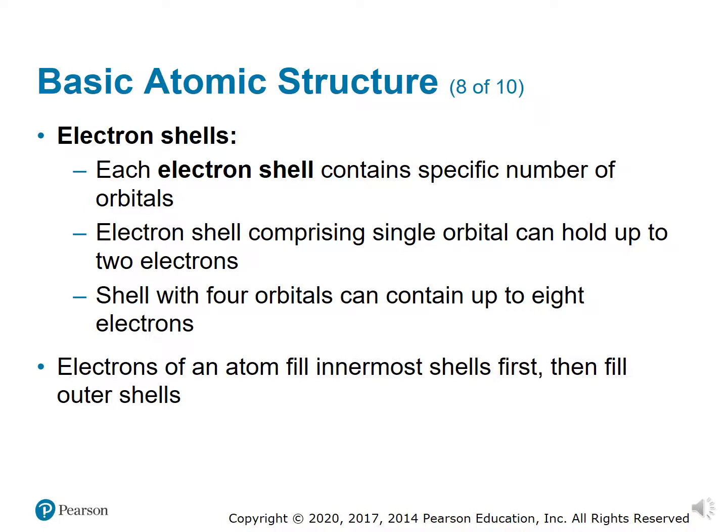Each electron shell contains a specific number of orbitals. Electron shells comprising single orbitals can hold up to 2 electrons. So, shells 2 and 3 can hold up to 4 orbitals or up to 8 electrons. Electrons of an atom fill the innermost shells first, and then shell 2, and then shell 3, and so on and so forth.